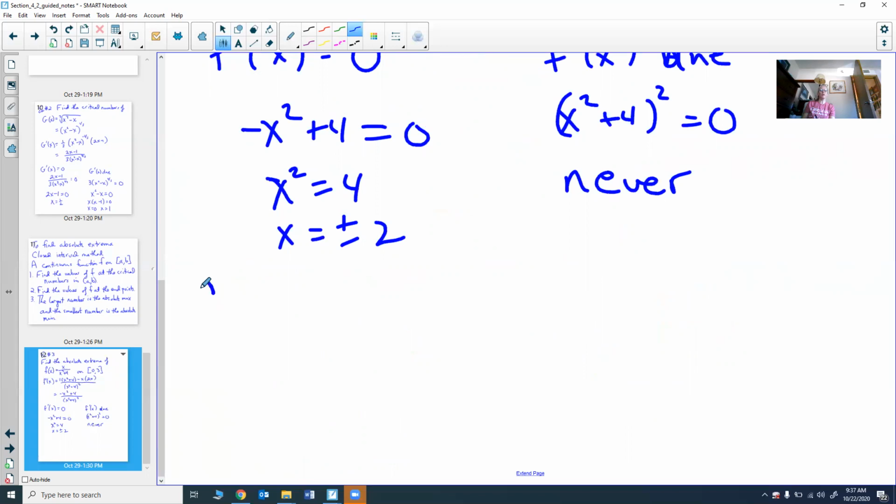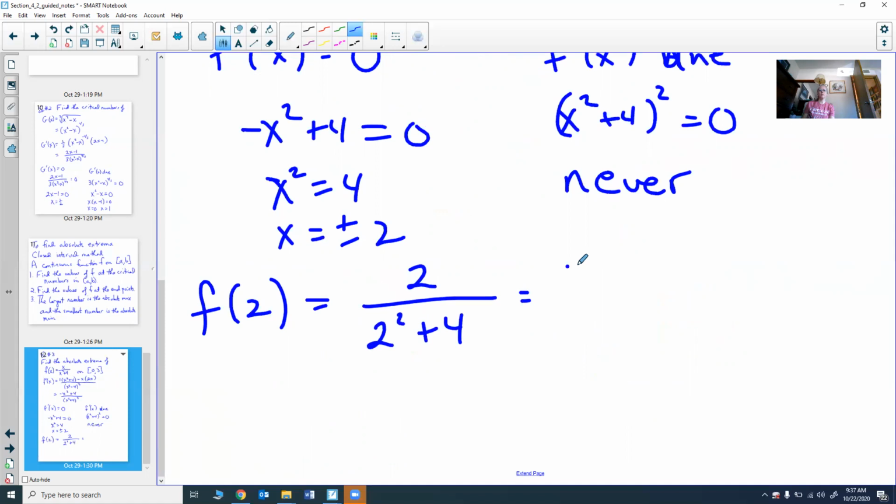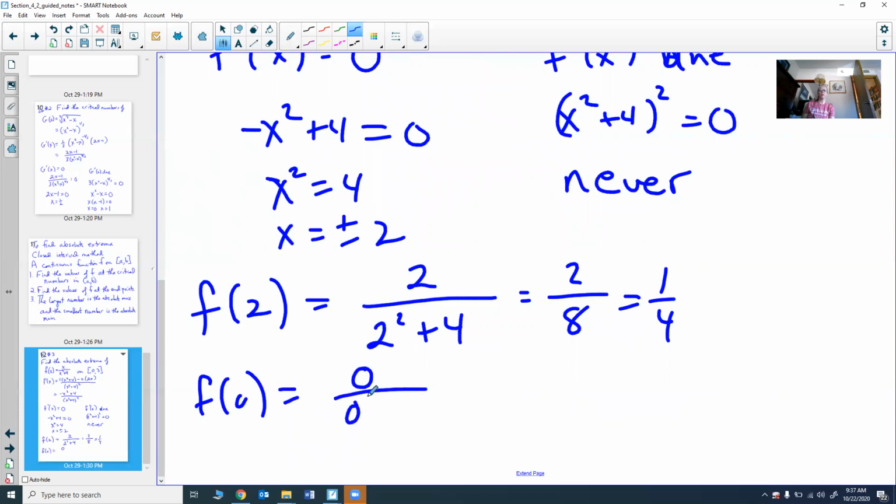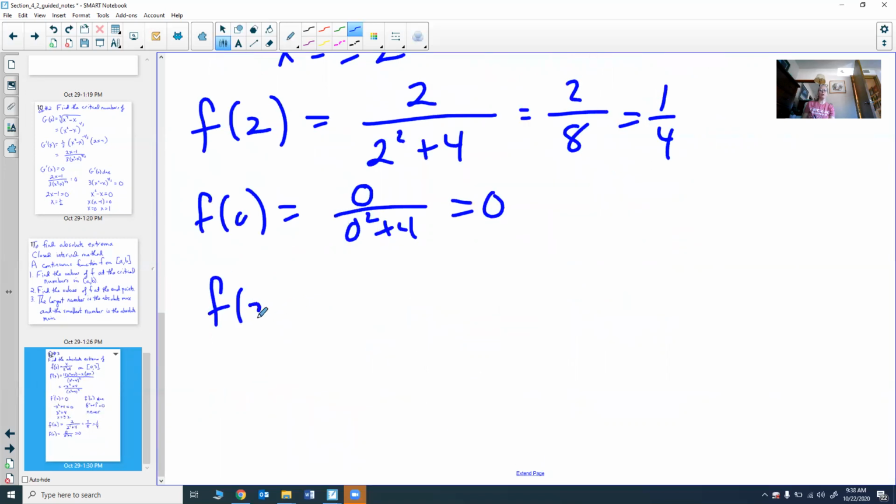So we only need to look at the function evaluated at 2. Our function was x over x² + 4, so it's 2 over 2² + 4, which is 2 over 8, or 1/4. Then we also need to look at the endpoints. My endpoints were 0, so f(0) is 0 over 0² + 4, which is 0. My other endpoint was 3, so it's 3 over 3² + 4, and that's going to be 3/13.